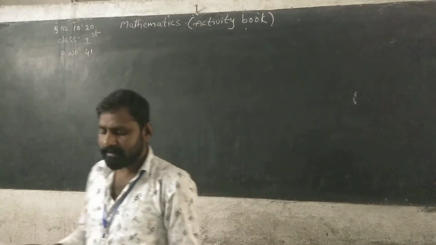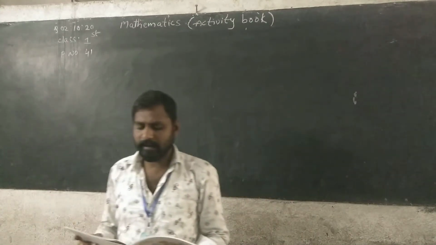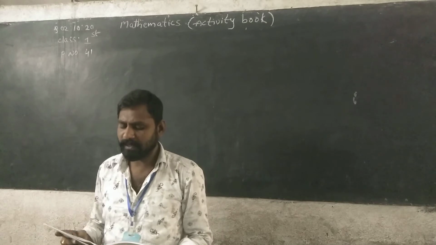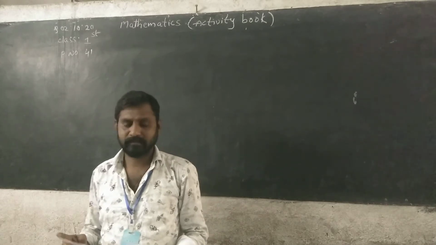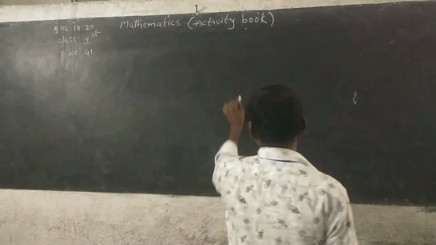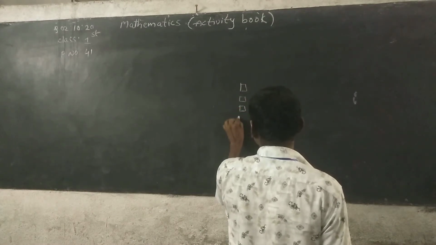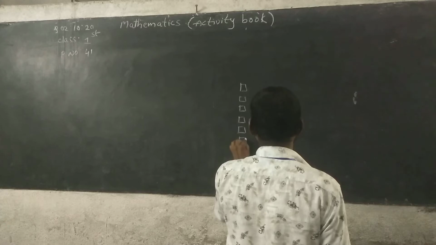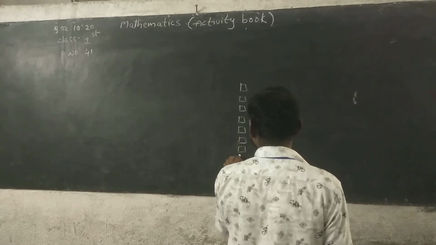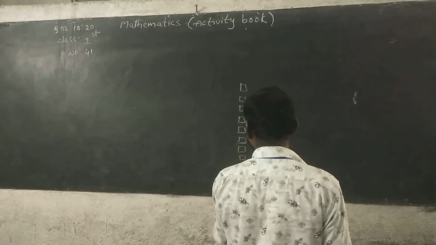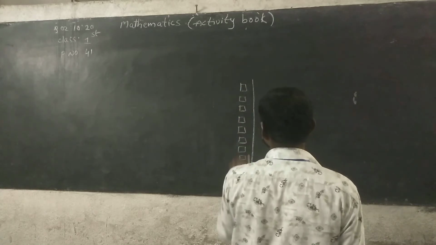10 boxes make a pile. Use this pile to represent tens. See here, 10 boxes means 1, 2, 3, 4, 5, 6, 7, 8, 9, 10. So this makes a tens place.